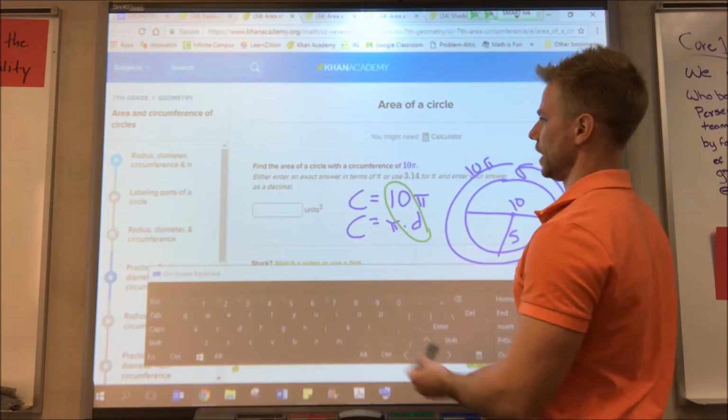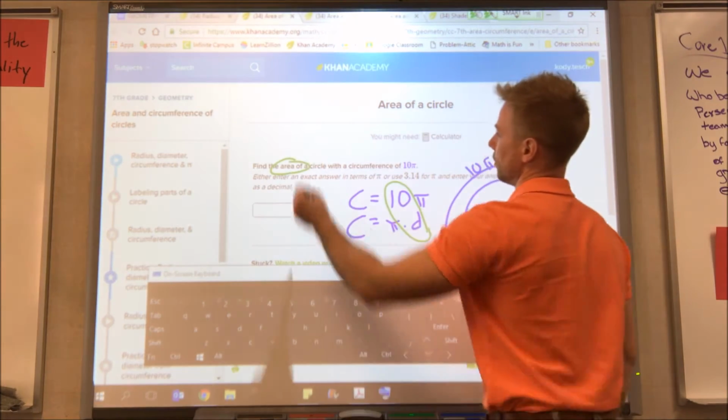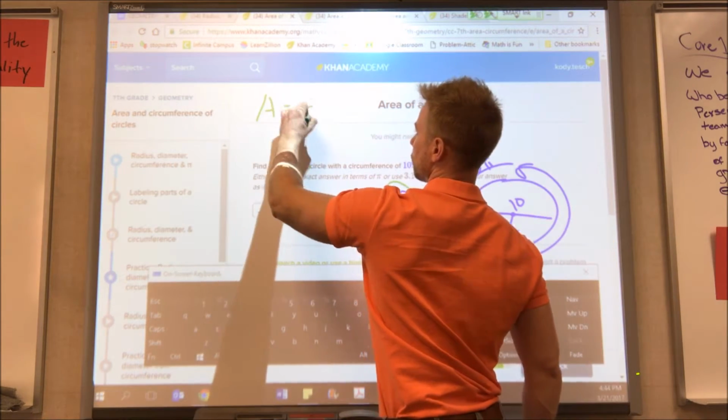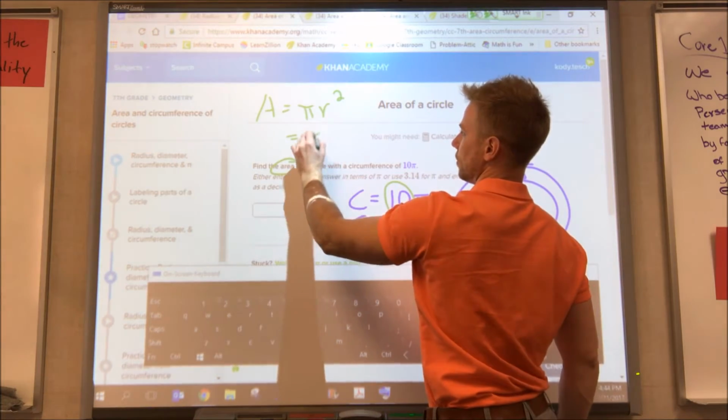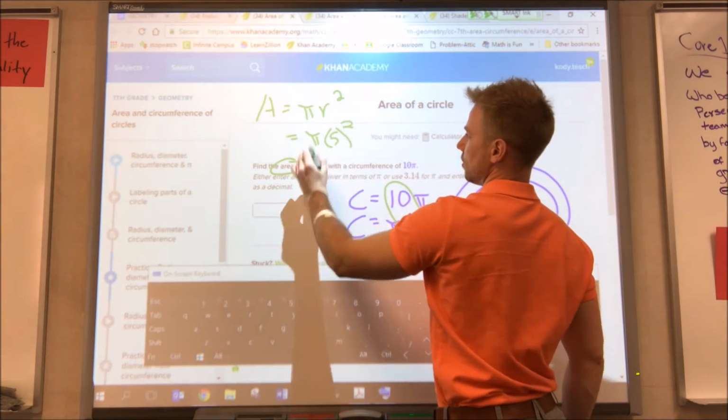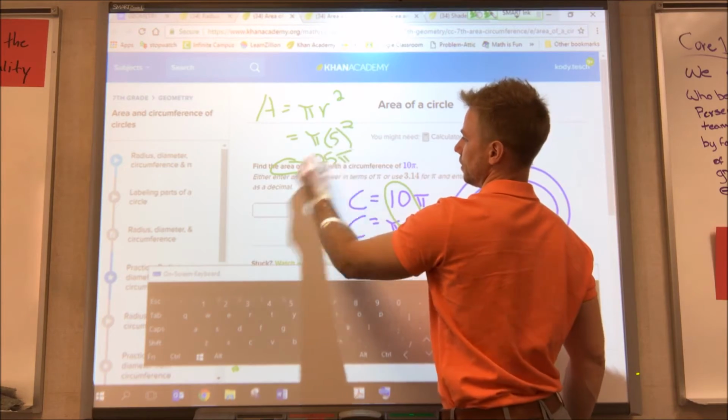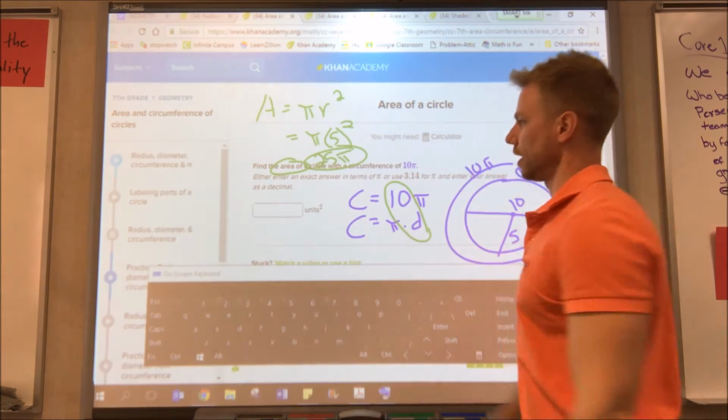Okay, now I can use my area formula to find the area. So area is pi r squared. The radius is 5. 5 squared is 25. So that turns out to be 25 pi.